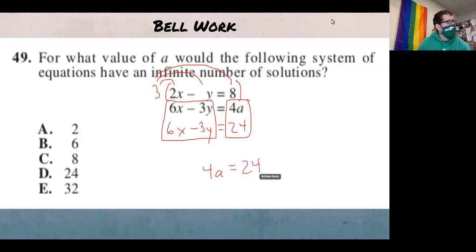So does this make sense, kind of the logic behind the problem? Okay. So at this point, now it's a really straightforward problem to solve. 4a has to equal 24. a equals 6. And there's your answer. If a equals 6, then this is going to be two parallel lines that happen to land right on top of each other. Every single solution to one is going to be a solution to the other. So there's an infinite number of solutions. All right. And that's the heart of this problem.